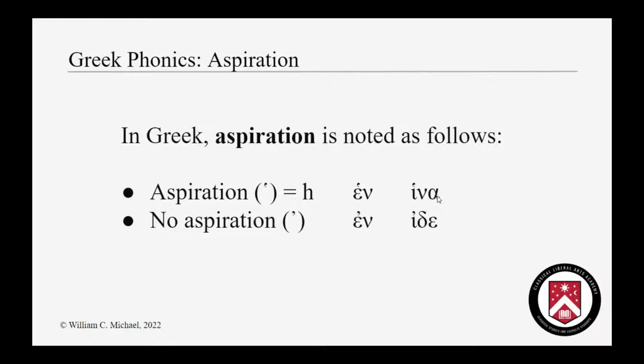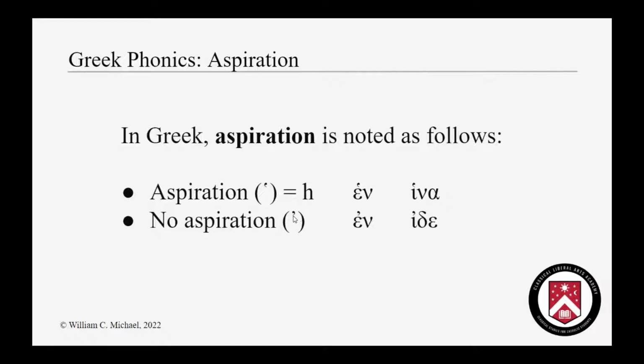Here we see a second word that has a vowel marked with aspiration. So this would not be inna, but hinna, because the aspiration mark tells us to add rough breathing before this vowel. So this would be hen, and this would be hinna, because the aspiration mark is over the first vowel of the first syllable.